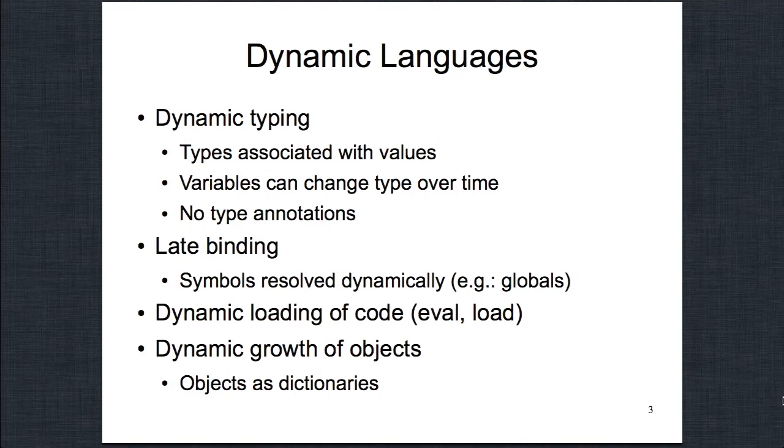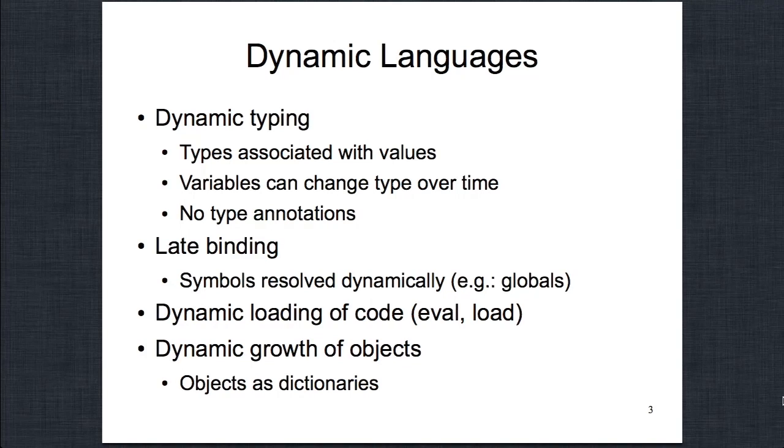So dynamic languages are a family of programming languages that include JavaScript, PHP, MATLAB, Python, and others. And what these languages usually have in common is dynamic typing. So types are associated with values instead of variables. That is, variables can change type over time. And there's usually no type annotations in the language themselves.